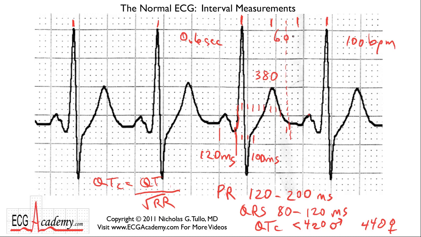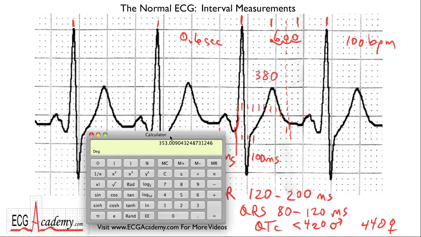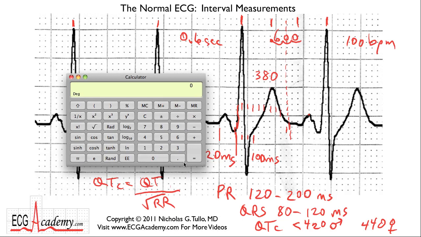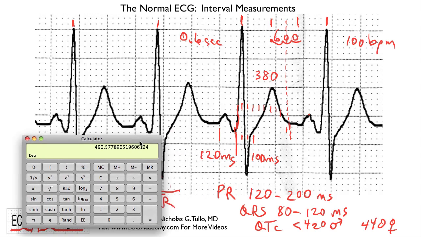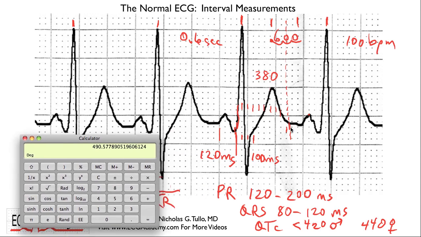If this is 600, you bring the decimal point back to the left 3 spaces, 1, 2, 3, and you get 0.6. So let's bring our calculator in here. We'll say 0.6, the square root of that. 1 over the square root is 1.29, and multiply that times the QT that we measured, which was 380, and we get 490. So lo and behold, this QTC is a little bit on the long side.